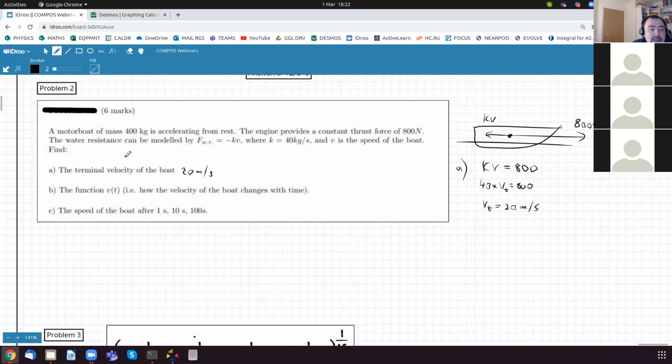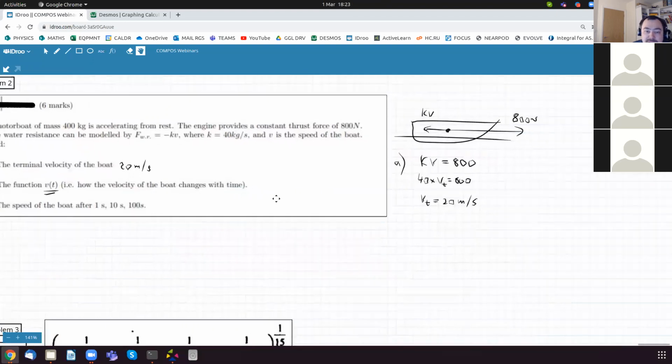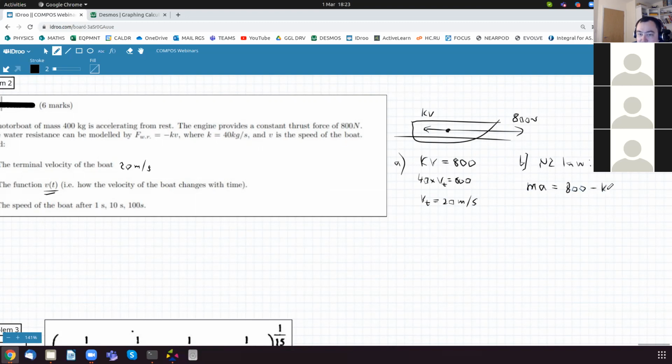Okay. The function V(t), i.e. how the velocity of the boat changes with time. And so this is the differential equation part of the question. So to answer part B, from Newton's second law, we write down that mass times acceleration is equal to the resultant force, and the resultant force is 800 minus kV.